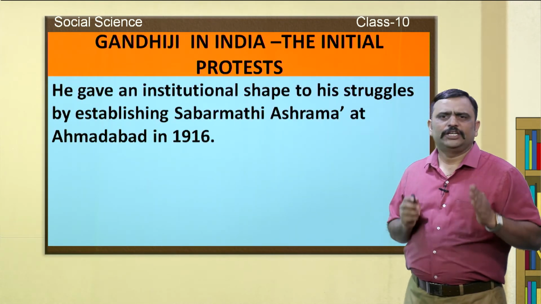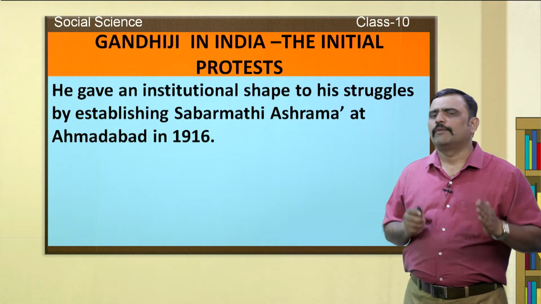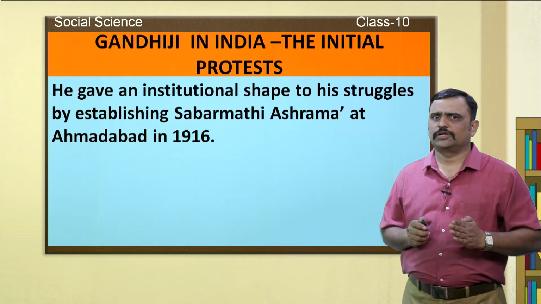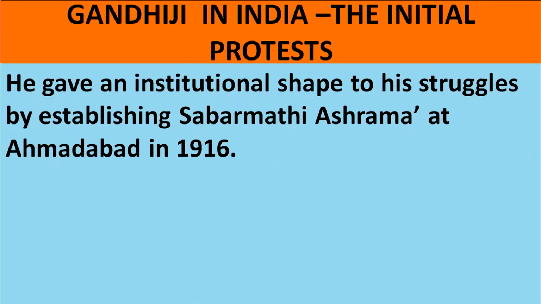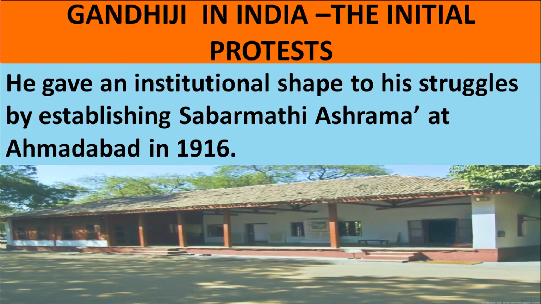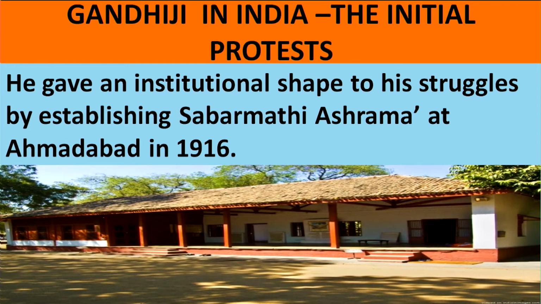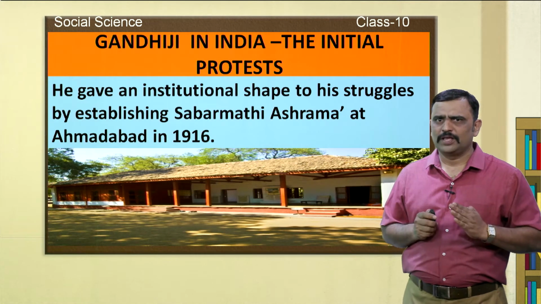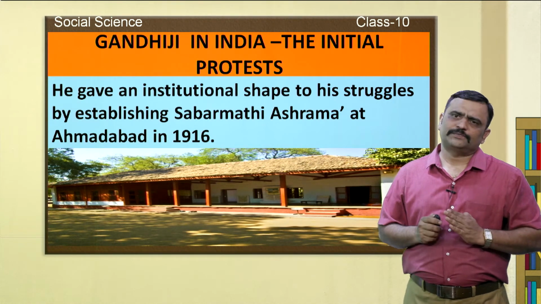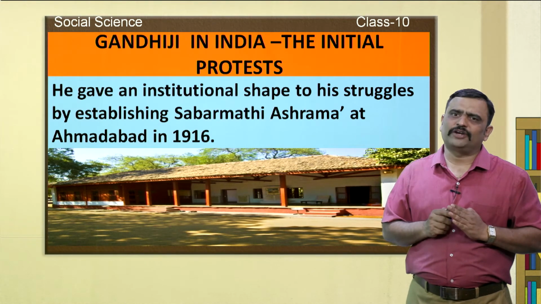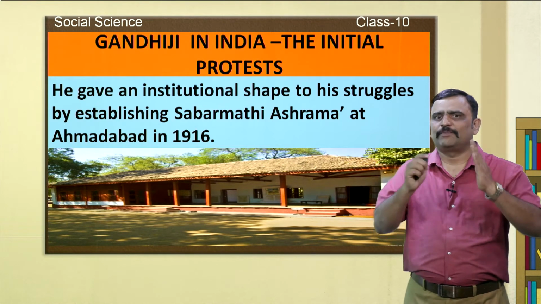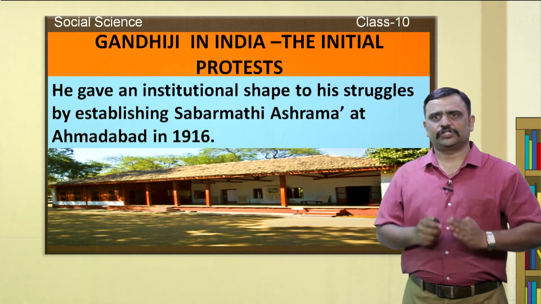He gave an institutional shape to his struggle by establishing Sabarmati Ashram at Ahmedabad in the year 1916. Sabarmati Ashram was the head office of his political activities. Most of the important decisions related to political developments, agendas, and formulation of strategies for the freedom movement used to take place in Sabarmati Ashram.